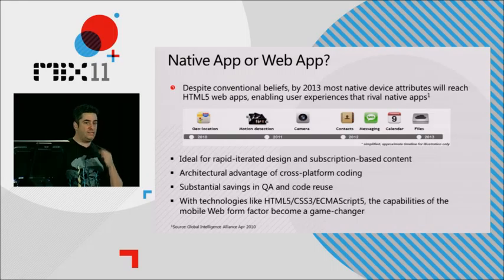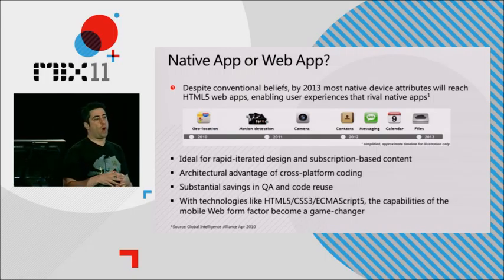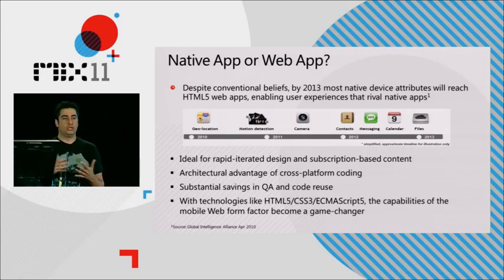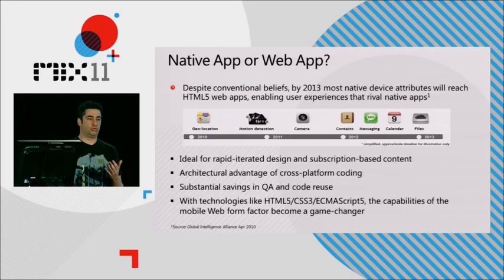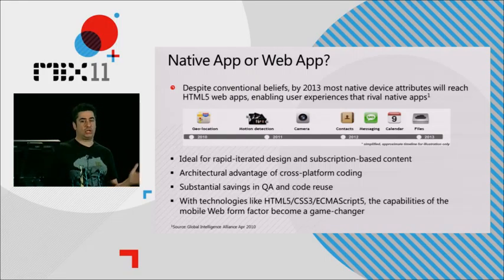So the kinds of experiences you'll be able to build in the mobile web will rival that of native apps. So then you might ask yourself, okay, well, why would I build a native app versus a website? The mobile web is really great for certain situations, right? It's great for things where you have to do rapid iterated design, or things like subscription-based content. If you have to reach a lot of people, the mobile web is great for that.